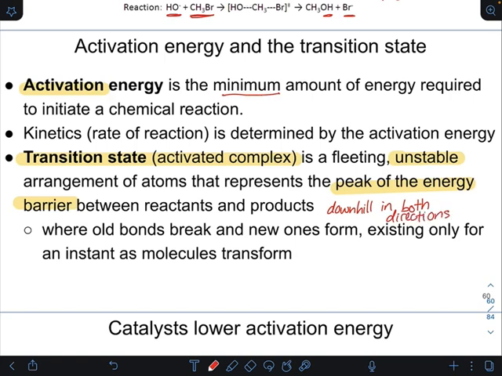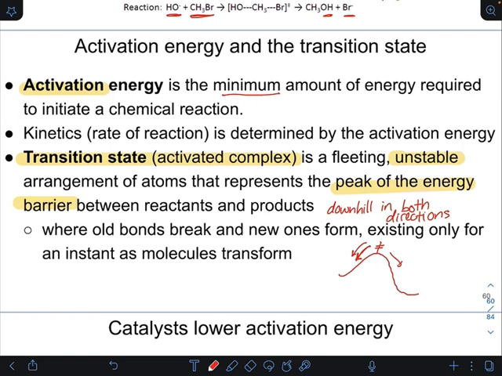And once you get to the activation energy, the transition state, which is sometimes denoted with this symbol, that set of atoms could go either direction. So it's downhill, it's exothermic in both directions. And so there's nothing to stop the reactants from going downhill back and falling apart.